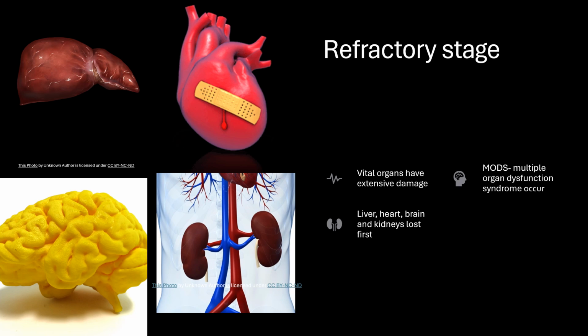Patients will quickly progress into the refractory stage. During the refractory stage, vital organs now have extensive damage. The liver, the heart, the brain, and the kidneys, they're going to be lost. When more than one organ becomes damaged, you actually have multiple organ dysfunction syndrome. And we know once the liver is damaged, we're not making clotting factors, and patients are going to be at risk for bleeding everywhere, like DIC. You're going to have no urine output. The patients are going to go from the confused state that we talked about earlier into a loss of level of consciousness until they're non-responsive at this stage.